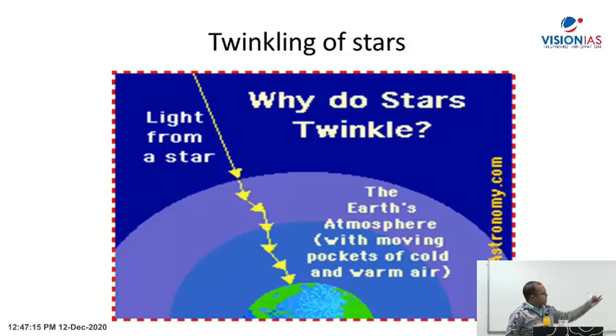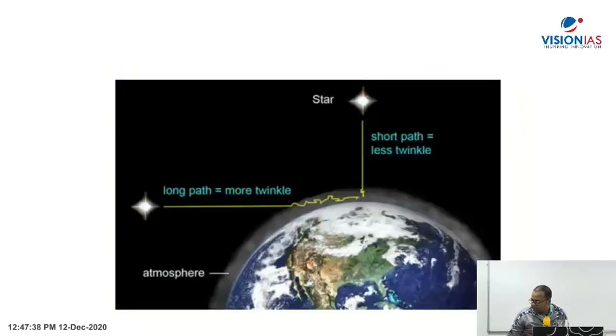Now just see this. You will be able to see very easily what? Every time it is changing, that is why you are unable to fix the position of the star. Next point you can write, far stars twinkle more than the nearer star, because longer path means more refraction.